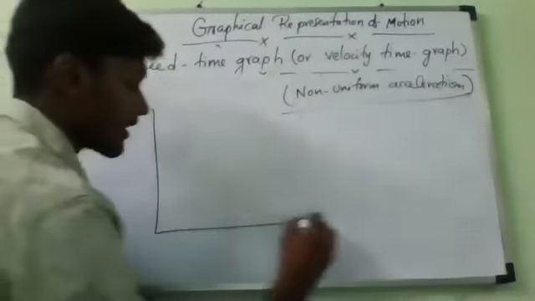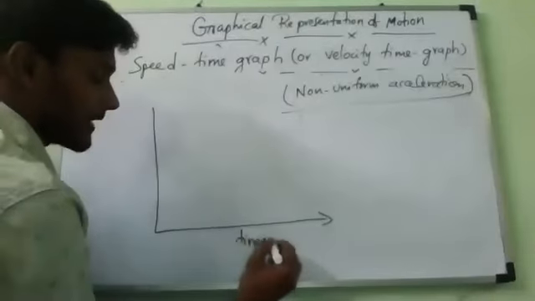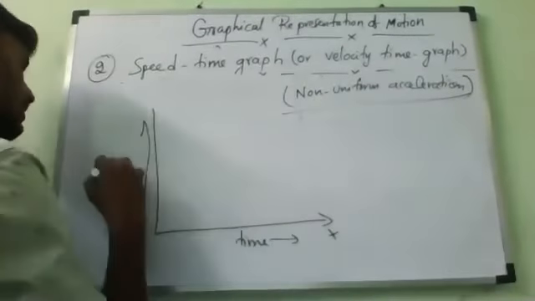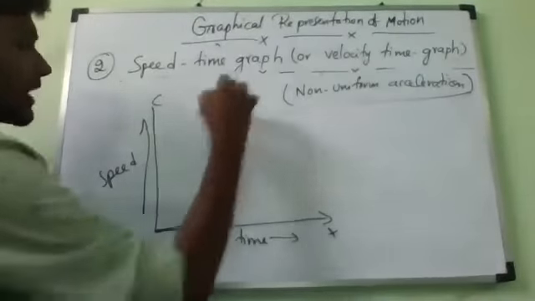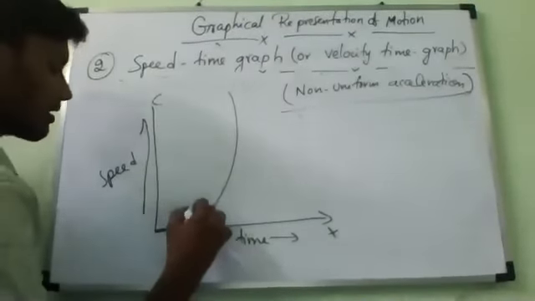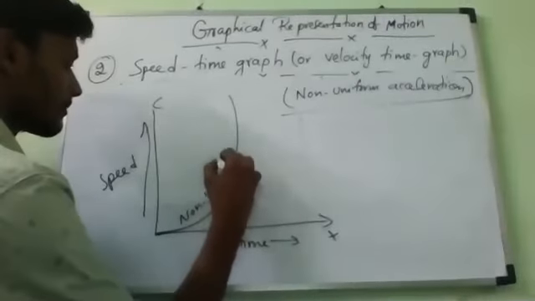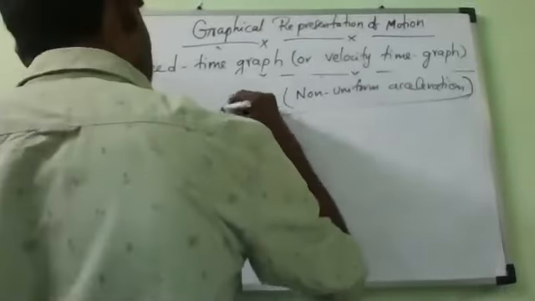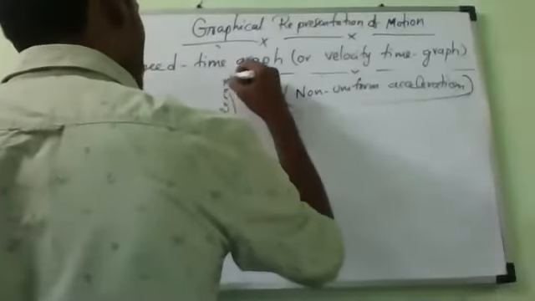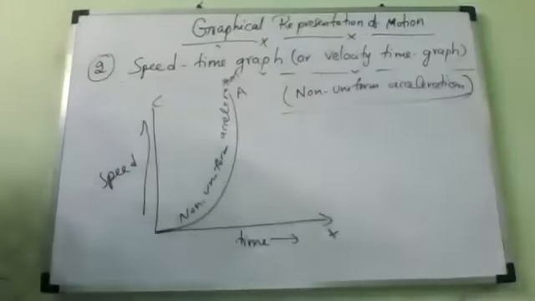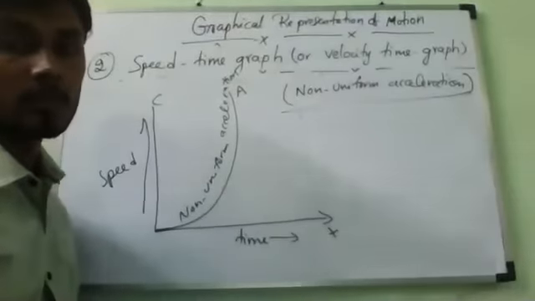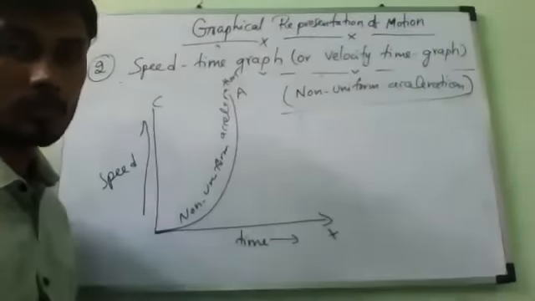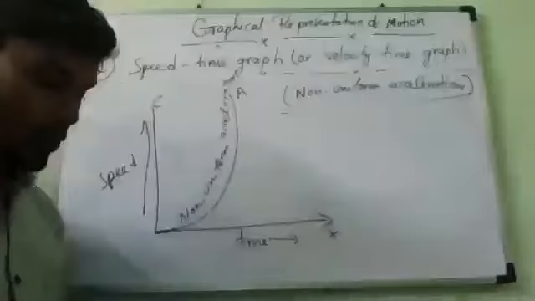That's all. So you can draw the graph. How will the graph be? Time axis, understanding, and this will be the speed axis. So non-uniform they are saying, so it will be like this curve. That's all. Non-uniform acceleration. Understand all of you? If you draw this one, that's all. Is it okay, da? Okay, sir. Non-uniform acceleration.